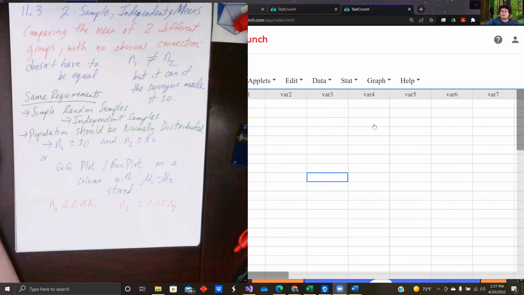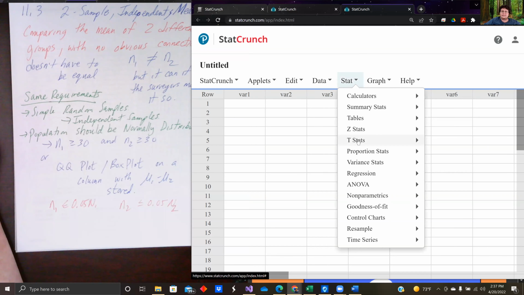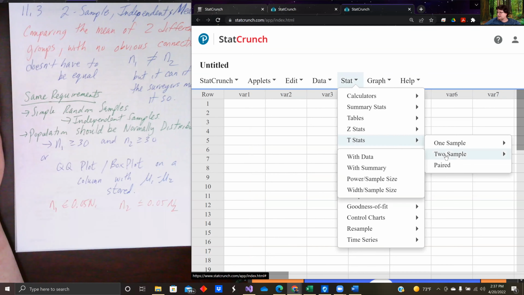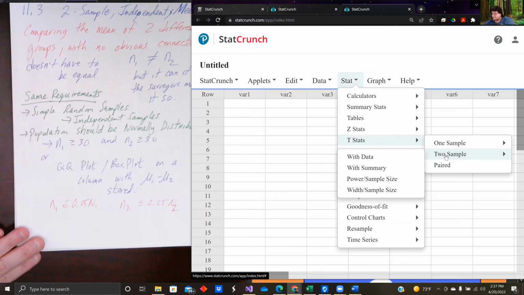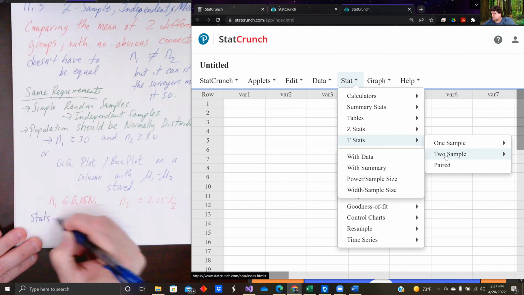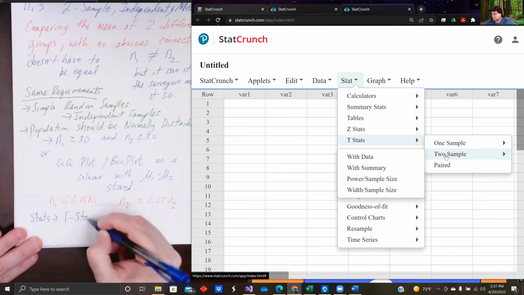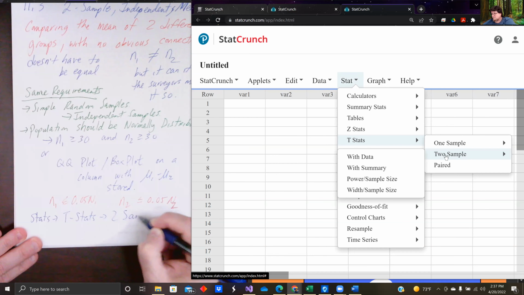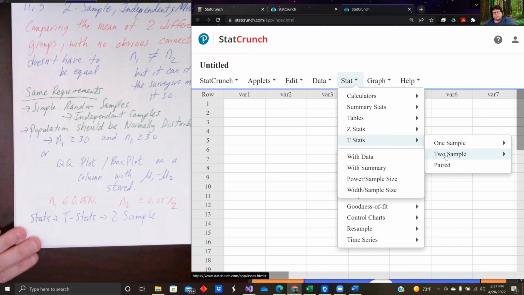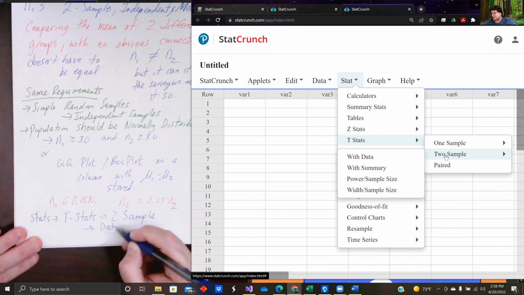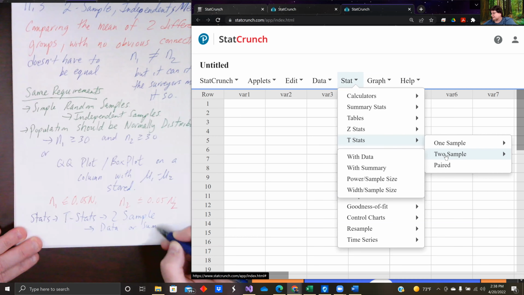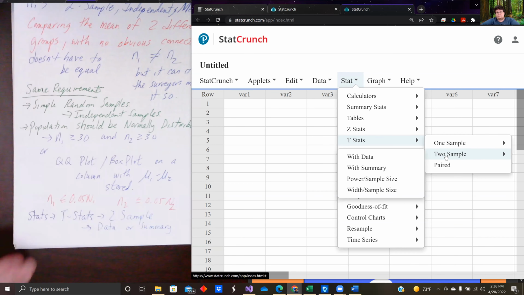All right, so let's take a look at where we're going in here. In StatCrunch, we're going to go Stat, T Stats, Two Sample. And we're not the paired. The two sample is for the independent one. Here we have the option of data or summary, or that power sample size thing. But here it's going to be dependent on the type of problem we have. I'll just look at the summary so we can see what kind of information we need.